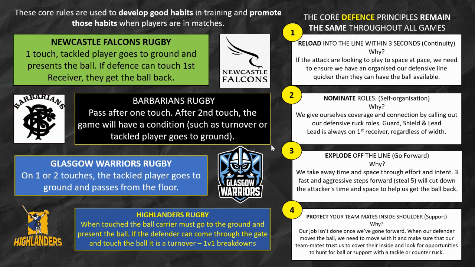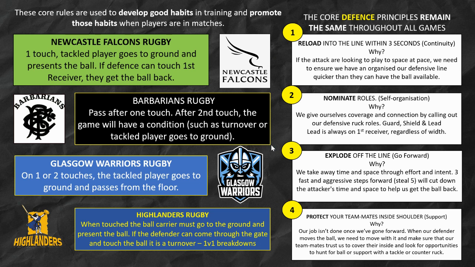So guard, shield, lead. Guards are the players closest to the ruck either side of it, and their job is to protect that channel in there. A lot of the time you see guards get beat on the inside, and a lot of coaches say guard's job isn't nine. Well, if nine dummies and goes, that's absolutely guard's job. If nine runs and travels and goes out beyond guard, then it becomes shield's job. So shield's the next player out after that, and then lead. Lead is the third player out, and they are always on first receiver, regardless of width.